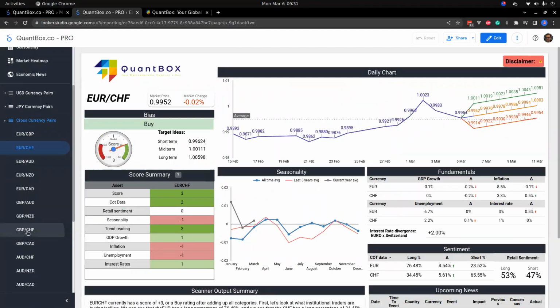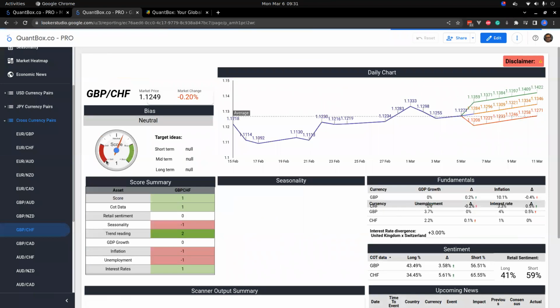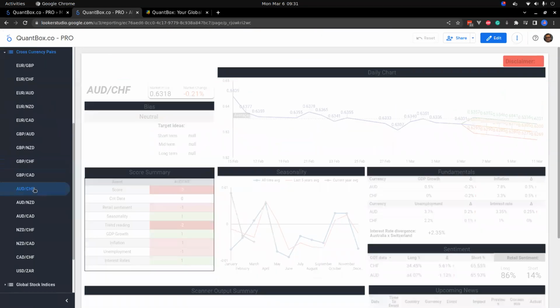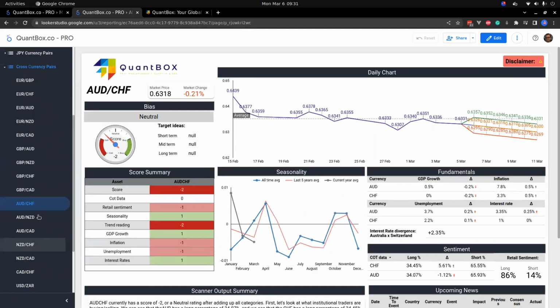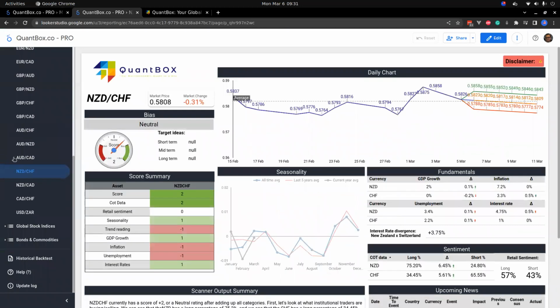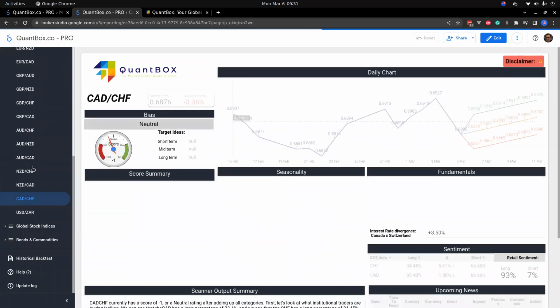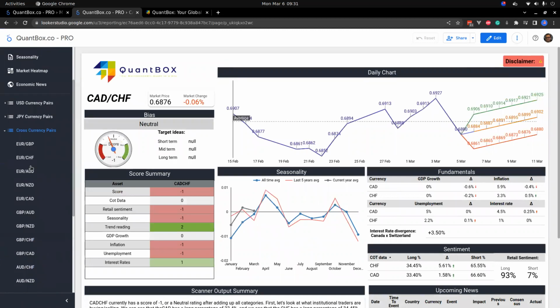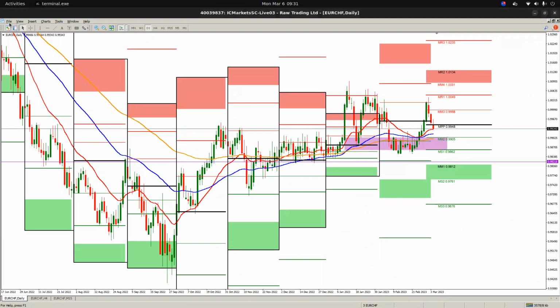Looking at Pound Swissy. Pound Swissy neutral, leave it alone. Aussie Swissy coming through neutral, leave it alone. Kiwi Swissy, neutral, leave it alone. CAD Swissy, neutral, leave it alone. Okay, cool. Now, what you can do now is go through all the other pairs. So I've had a look at the charts technically. I don't see any opportunities standing out today.